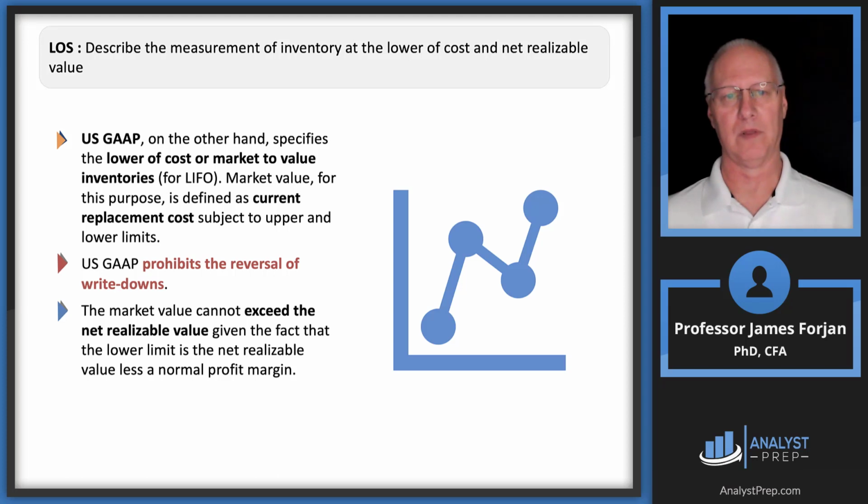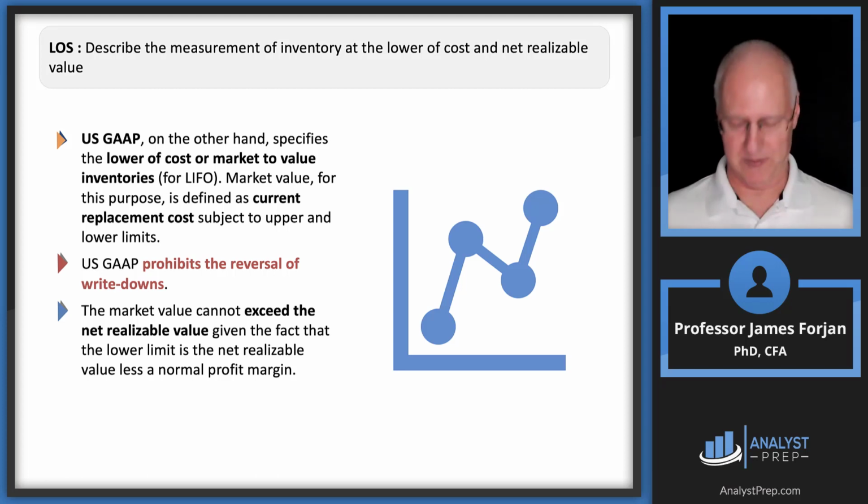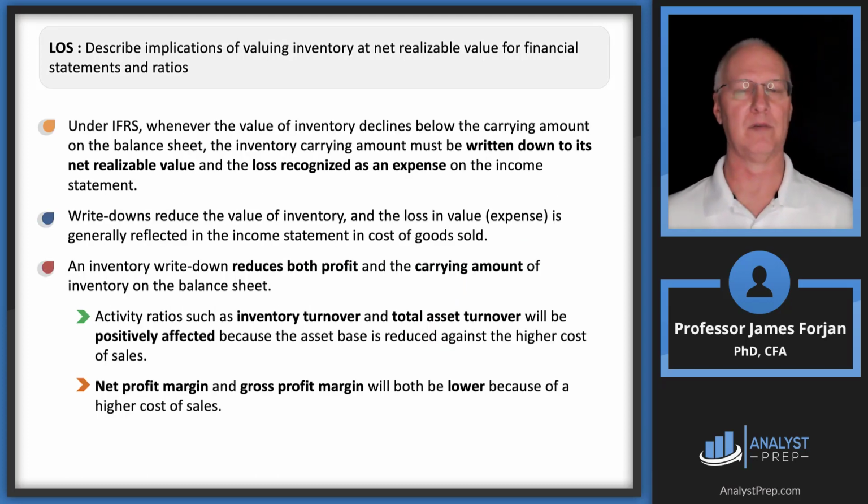Now, under LIFO, there is a current replacement cost in which they say something like, look, you don't have to pick an exact number like at 4 o'clock on this particular day, but you can have an upper and a lower limit. Now, U.S. GAAP also prohibits the reversal of those write-downs. So once in the U.S., if that inventory is written down, then it cannot be reversed. Market values cannot exceed net realizable value. So that might be applicable to my example of the doubling or the tripling of those costs.